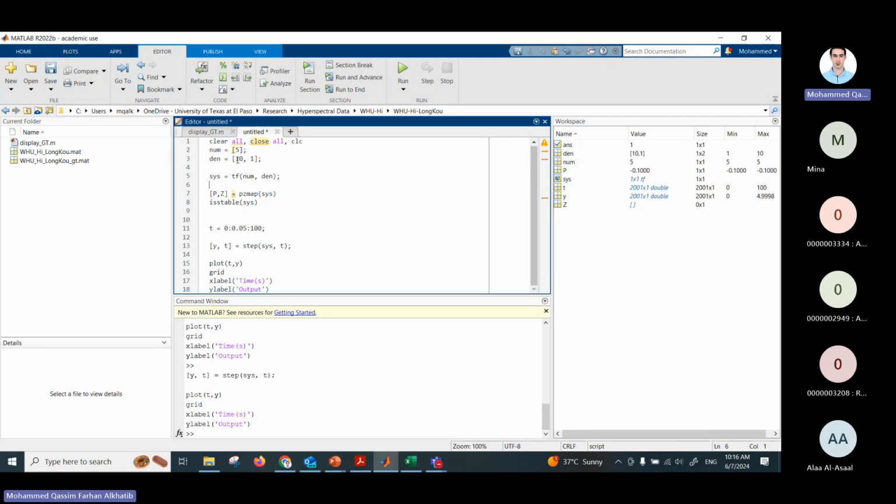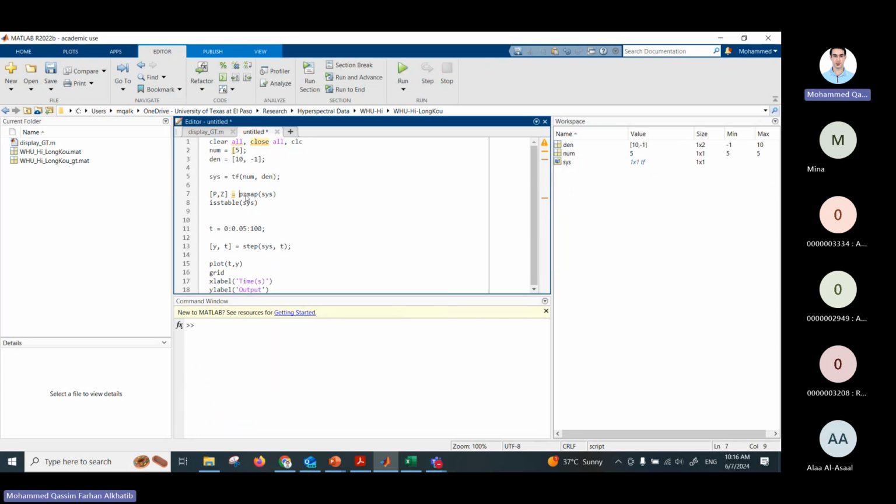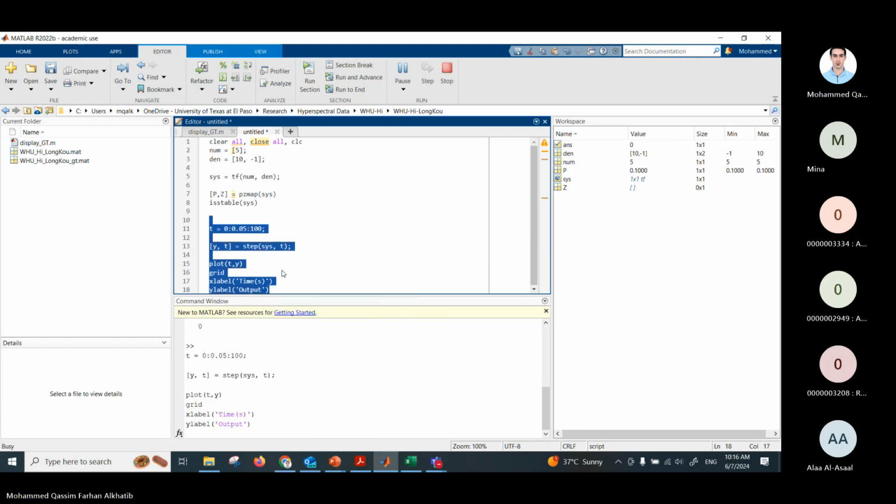Let's try with an unstable system. So just make this one negative 1. So in this case, I have 5 over 10s minus 1. Again, let's clear everything, create the transfer function. Now, my pole is at the right side of the s-plane. So in this case, my system should not be stable. And let's see the step response.